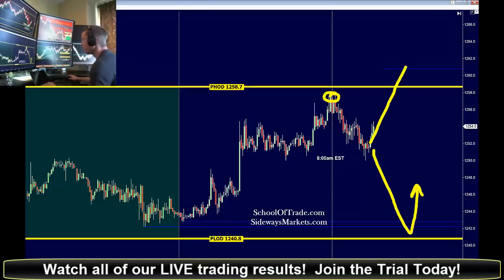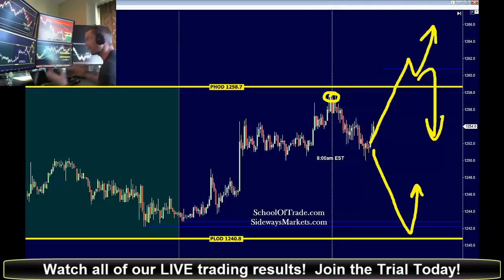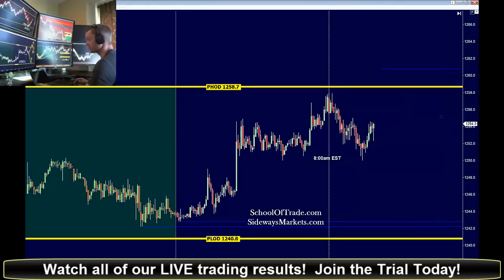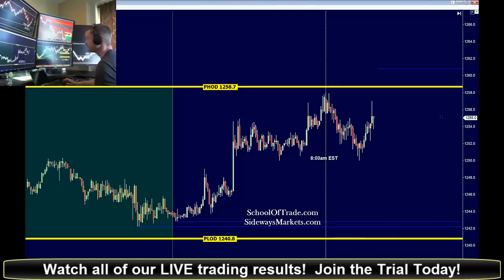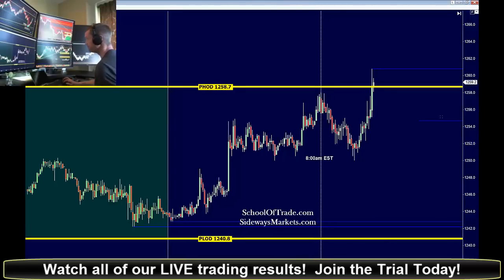Scenario 2 was to wait for price to go through. If it kept going, we'd buy pullbacks. If it failed, we'd sell the highs. That was the plan this morning as of 8 a.m. Eastern time. We had to wait for it. It didn't happen right away.